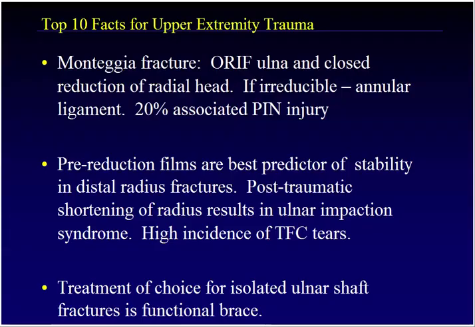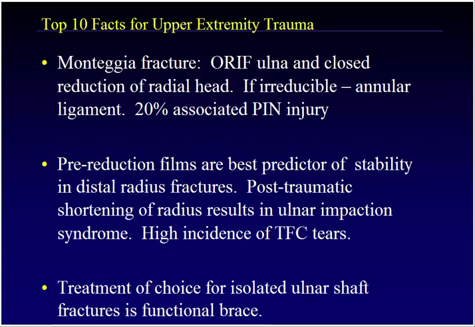Monteggia fractures: treat those with ORIF of the ulna and closed reduction of the radial head. If irreducible, you should suspect that the annular ligament is the culprit, and that will need to be addressed with an open procedure. Remember that Monteggia fractures do have a 20% incidence of posterior interosseous nerve injury. Pre-reduction films are the best predictor of stability in distal radius fractures. Post-traumatic shortening of the radius can result in ulnar impaction syndrome, and a high incidence of TFC tears can be seen with distal radius fractures, and we talked about all those just now.